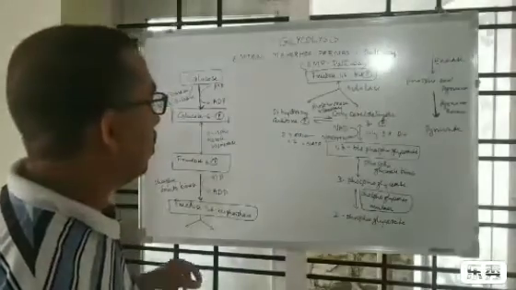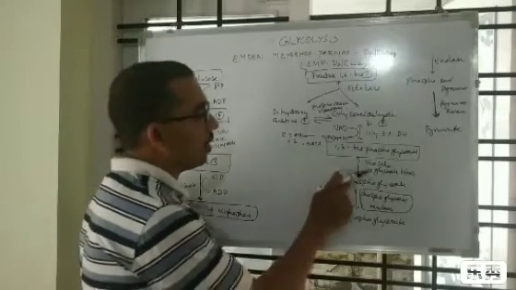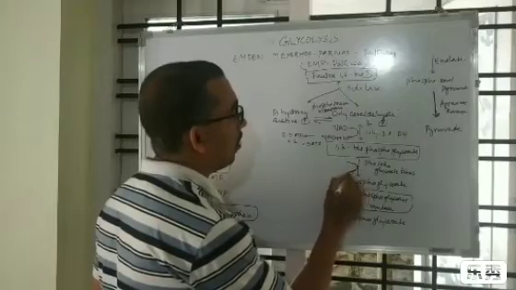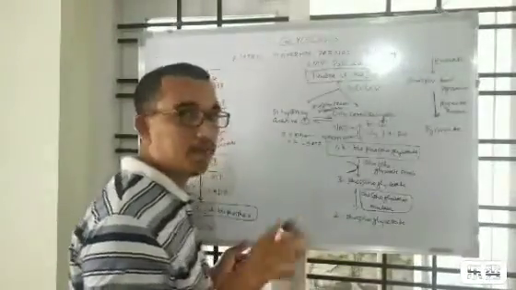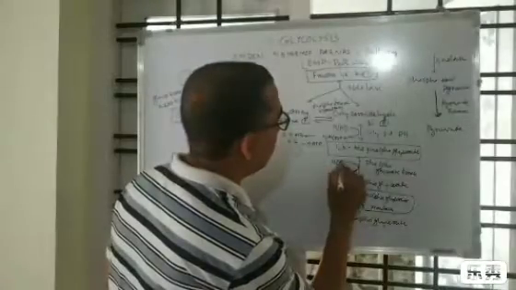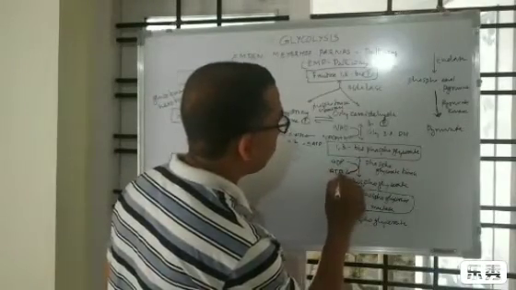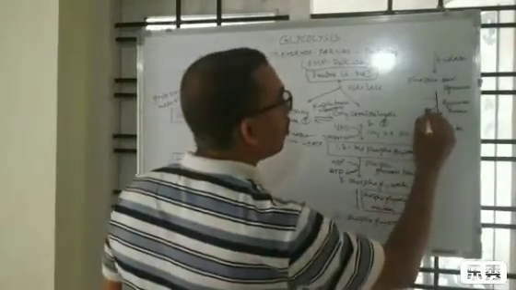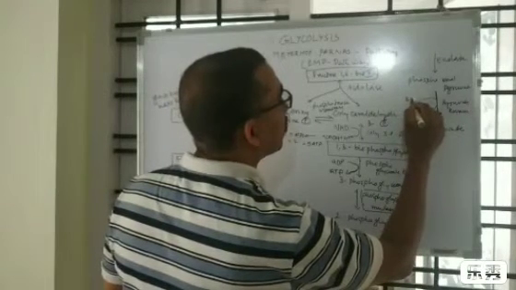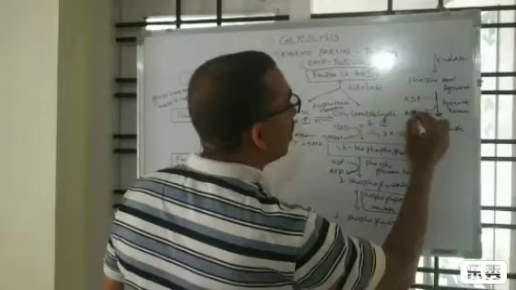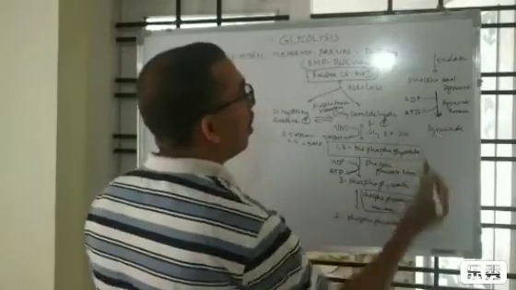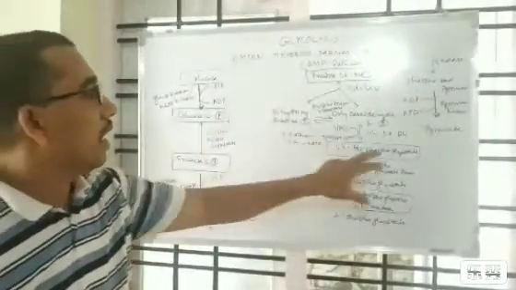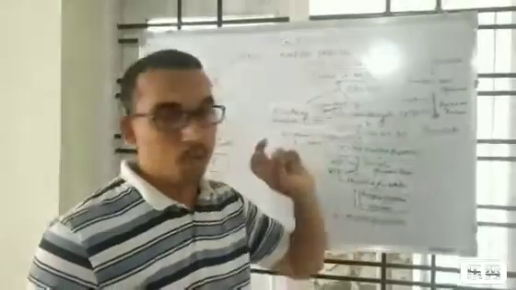Conversion of 1,3-bisphosphoglycerate to 3-phosphoglycerate involves substrate level phosphorylation, and it does not involve the electron transport chain; that is, ADP is converted into ATP. Here also the conversion of phosphoenol pyruvate to pyruvate involves a substrate level phosphorylation, that is, ADP is converted into ATP. So this is aerobic glycolysis, and the end product of aerobic glycolysis is pyruvate.